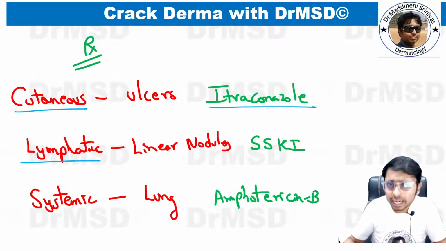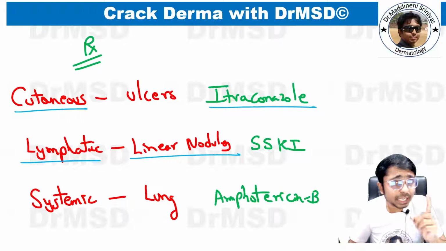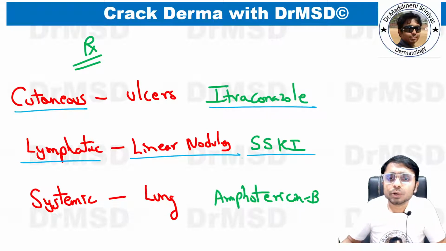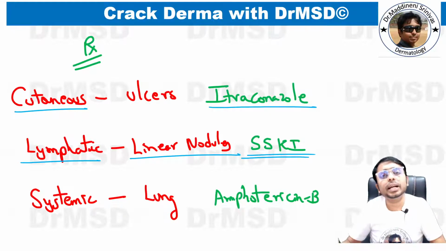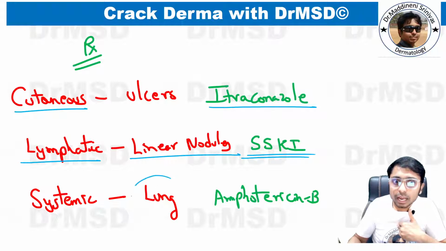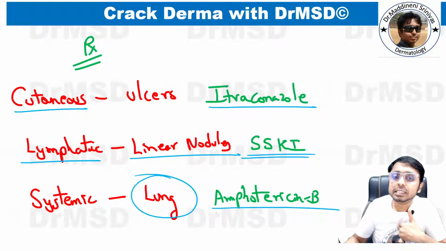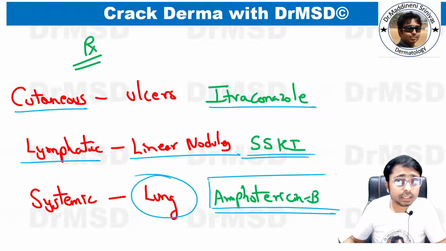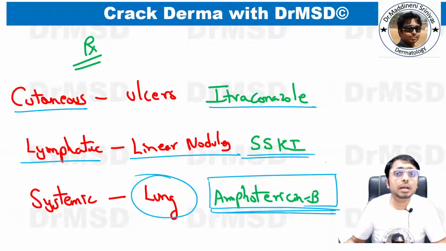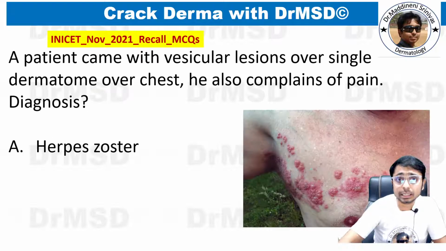And if there is a lymphatic involvement in the form of linear nodule formation, then we can use saturated solution of potassium iodide. But if there is involvement of lungs, then we should use intravenous amphotericin B. So amphotericin B, I hope you are all very much well versed. During the COVID time, this was a very important medication which was in the news.